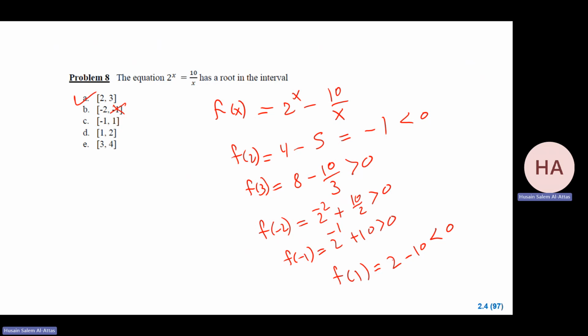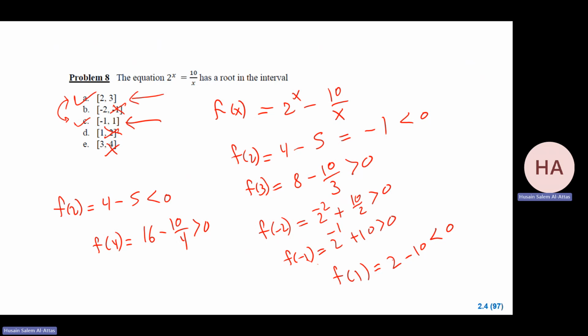f of 1, it will be what? 2 to the power 1 minus 10, which is negative. Okay. f of minus 1, 2 to the power minus 1 plus 10, which is positive. So this is also an answer. So there is a problem in the question. f of 2, it will be 4 minus 5, negative. So 1 is negative, negative. So this will give us nothing. f of 4, it will be 16 minus 10 over 4, which is positive. So there is a problem. These two are correct answers.